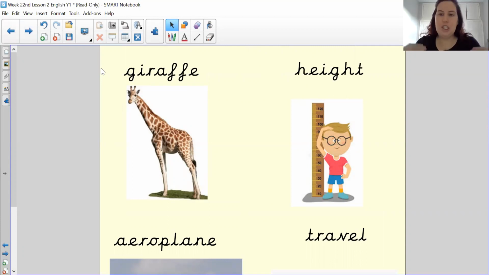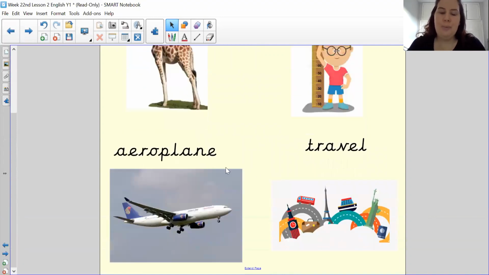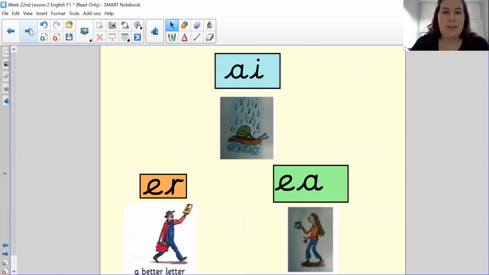Giraffe, giraffe. Height, height. And that is a word we're familiar with because we did it in maths not so long ago. Aeroplane, aeroplane. And then the last one, travel, travel. Fantastic, year one, well done.